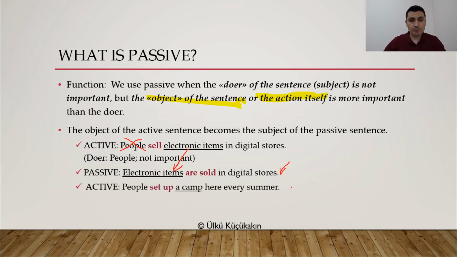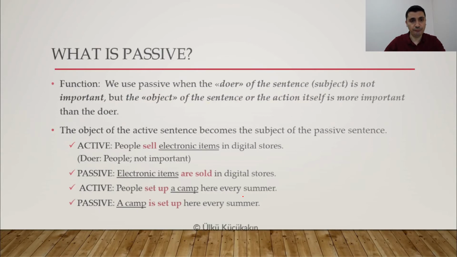Or people set up a camp here every summer. Well, of course people will set up the camp. Who else can set up a camp, okay? So, for this reason, people is not important here, okay? But camp is important. So, a camp is set up here every summer. As you see, the object of the active sentence becomes the subject of the passive one, all right?